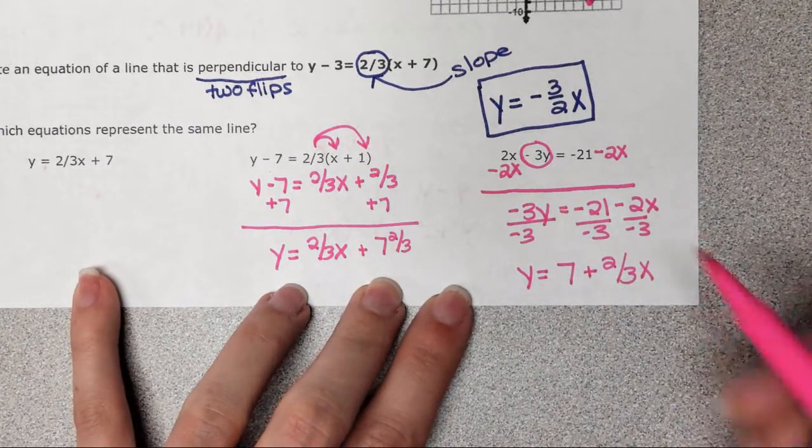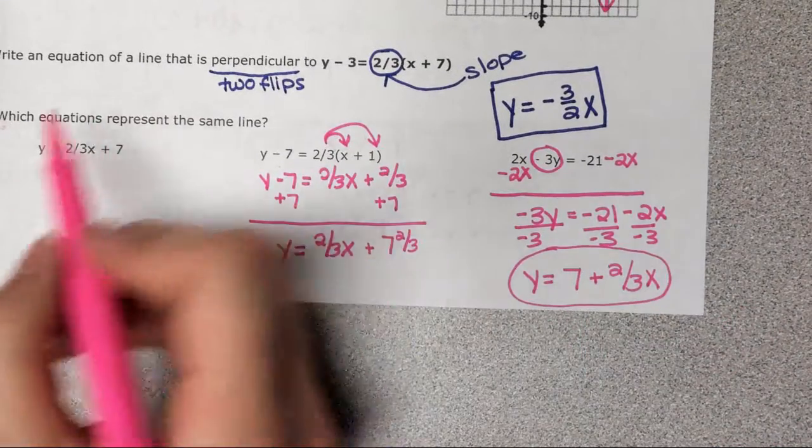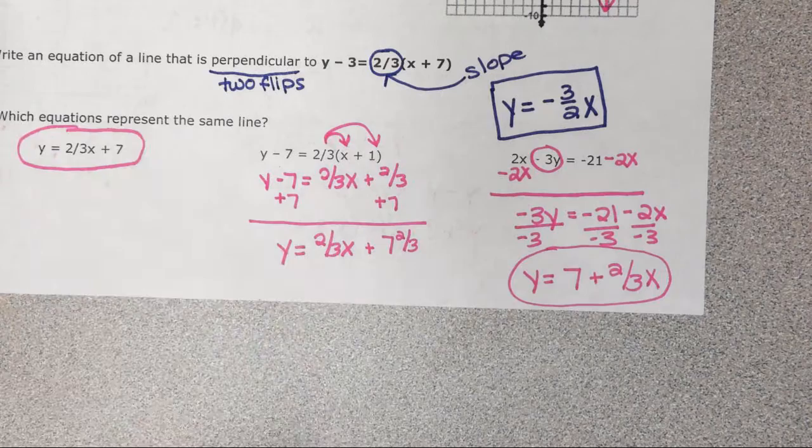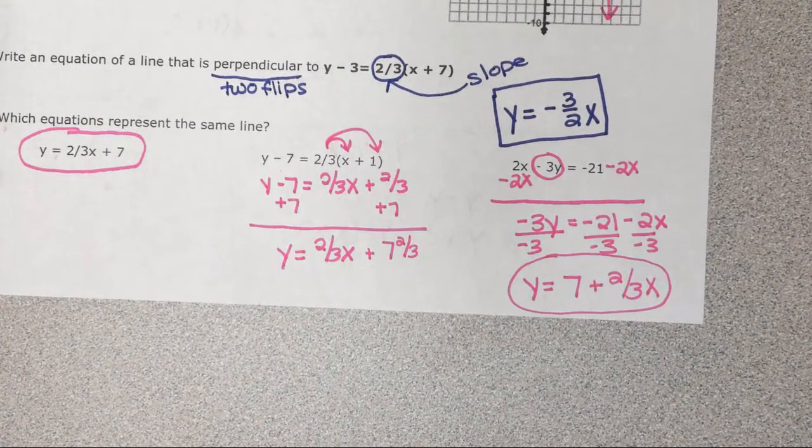Now that they're all in y, we can see that this equation and this equation have the same slope and the same y-intercept and are thus the same equation.